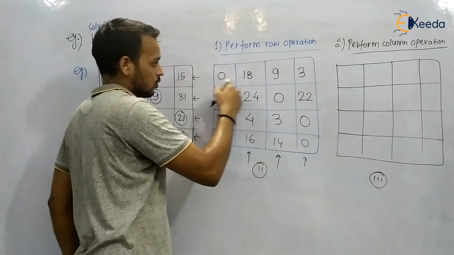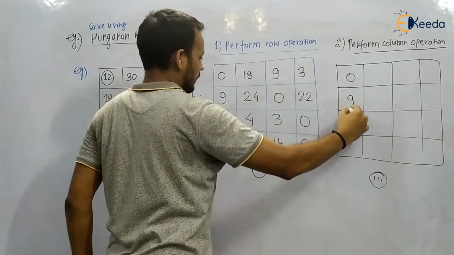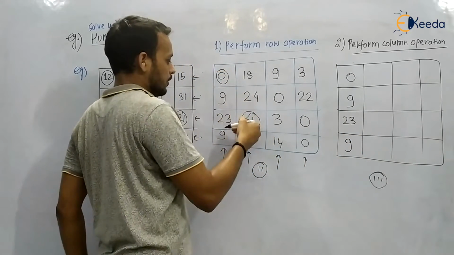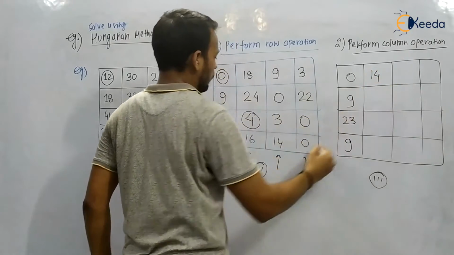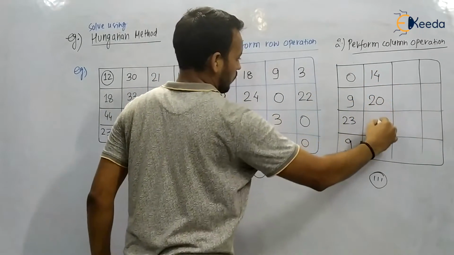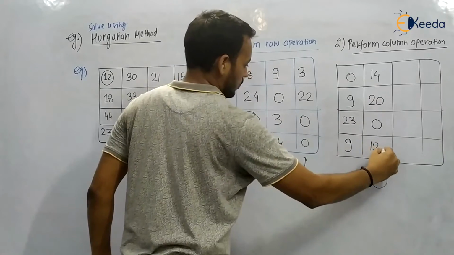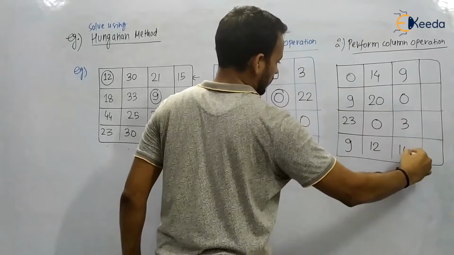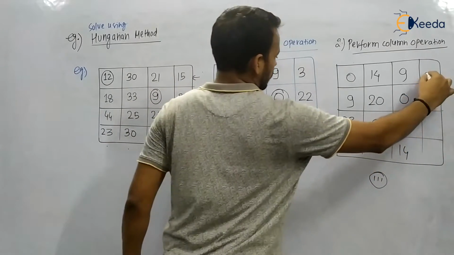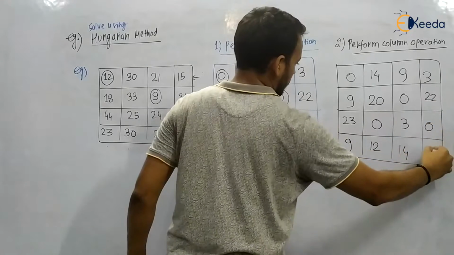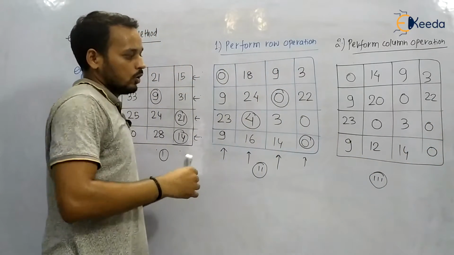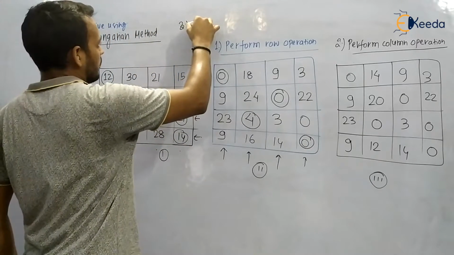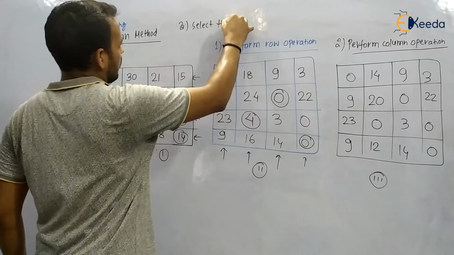The lowest in the first column is 0, so 0 minus 0 is 0, 9, 23 and 9. Look here, the minimum is 4. So 18 minus 4 is 14, 24 minus 4 is 20, 4 minus 4 is 0, and 16 minus 4 is 12. Next one is 0, so 9, 0, 3, 14. Next one is 0, so 3, 22, 0, and 0. So you have done it. Now the third step is to select the unique zeros.